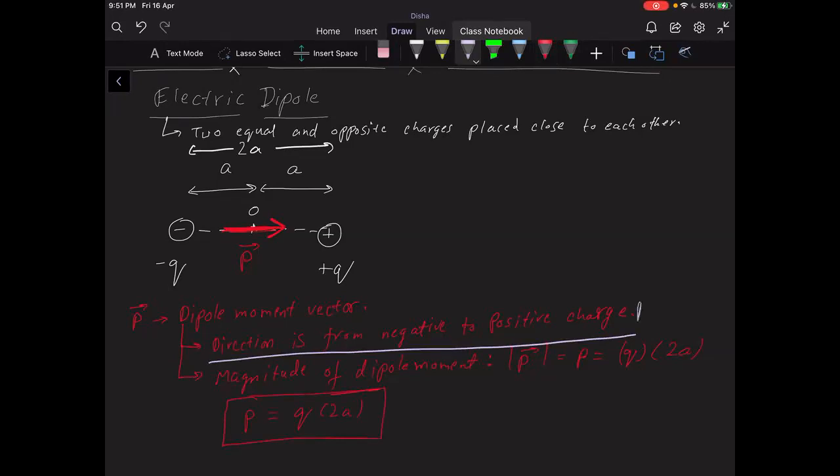Note here that the direction of the dipole moment vector is from negative to positive charge, unlike electric field, because field goes from positive to negative charge. As you might have seen, field goes out of plus Q and into minus Q. That is your field. But what is the moment doing? Moment is doing exactly the opposite, going out of negative and into positive. That's dipole moment 101.